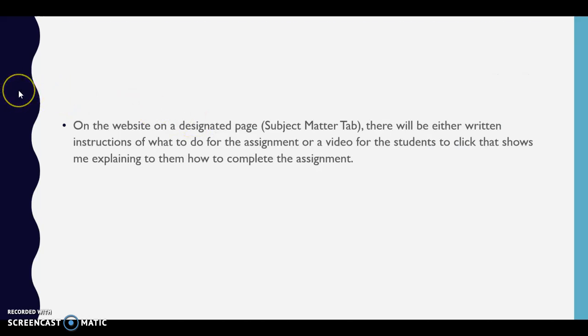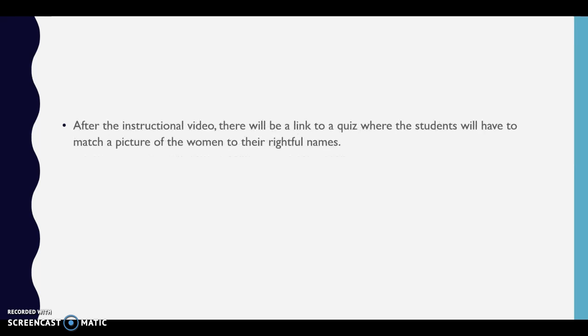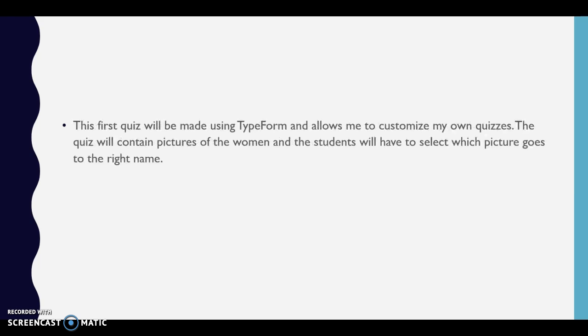On the designated page, there will either be written instructions of what to do for the assignment, or there will be a video of me that the students can watch, explaining to them how to do the assignment. After the instructional video, there will be a link to the first quiz, where the students will have to match a picture of the women to their rightful names, who did certain things during World War II for the war effort.